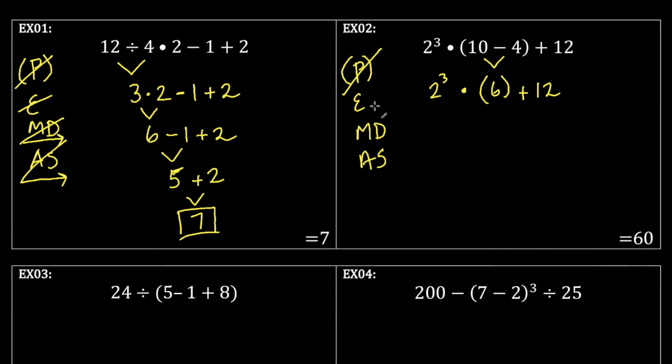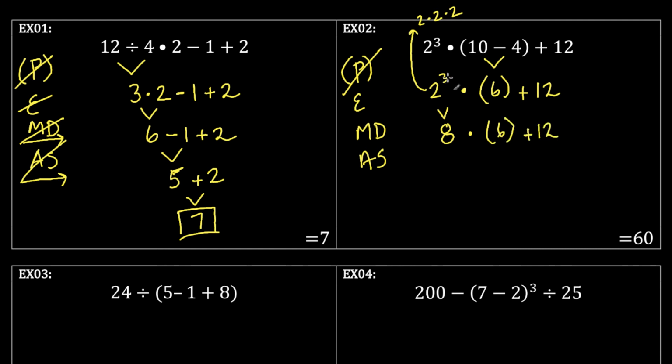Now we have exponents, which are the little numbers. Oh, we see a little number here. So 2 to the third power. Remember, this is 2 times 2 times 2, not 2 plus 2 plus 2. This is not 6. This is not 2 times 3. This is 2 times 2, which is 4, times 2, which is 8. And we have times 6 plus 12.